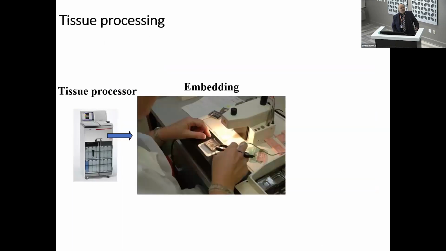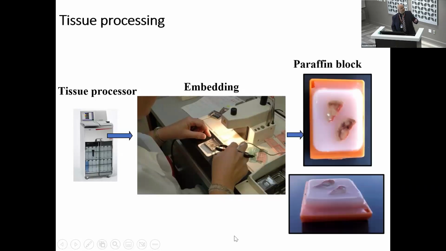Taken out of the tissue processor, we use a mold to embed that tissue into paraffin. You can see here the technician putting the tissue into this metal mold, and then from here you can pour liquid paraffin into it. After the paraffin solidifies, you get a block of paraffin that contains the tissue of interest.